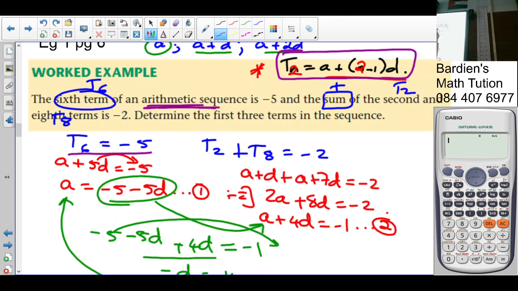The sum of, we said, is plus. Later on, you'll see the difference. If there had to be a difference, I would have put minus. So the sum of the second term, T2, and the 8th term, T8, is negative 2. So T2 is a plus d, T8 is a plus 7d. The sum thereof is negative 2. From there it's just simultaneous equations. Okay? You guys okay with that?